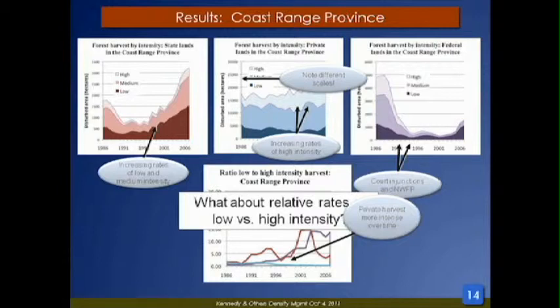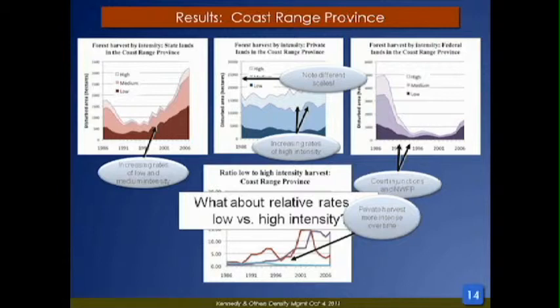So one of the interesting things, so this is the Coast Range province, and I want to point out first that these things have different scales. I know I hate doing that on some levels, but we're actually interested in the relative amounts within a given ownership. So just pay attention to the fact that these are not comparable across different ownerships. We're looking at these different colors, and the colors correspond to low, medium, and high, and these are stacked. This is the time on the x-axis, how much disturbance occurred in these different categories.